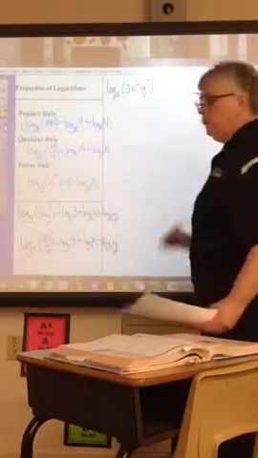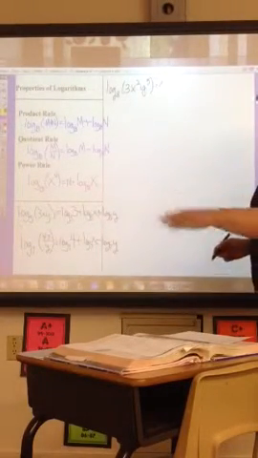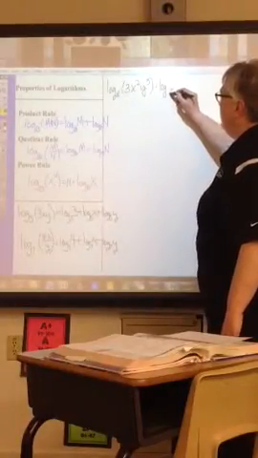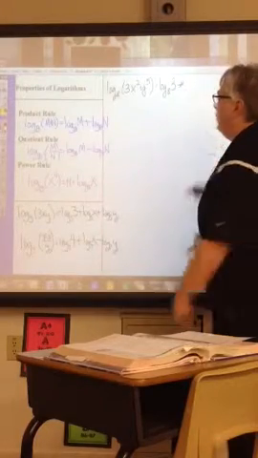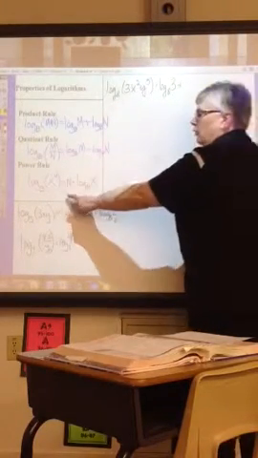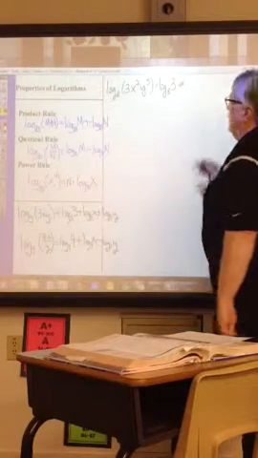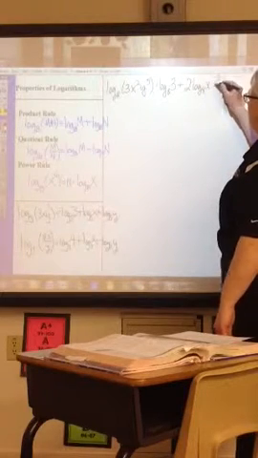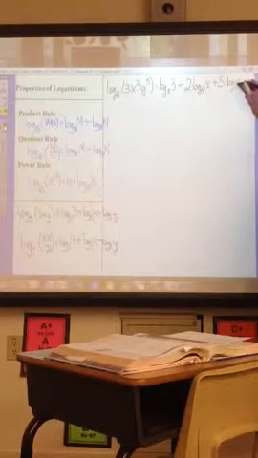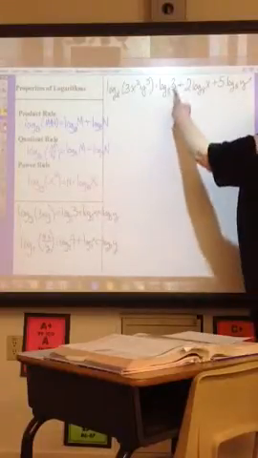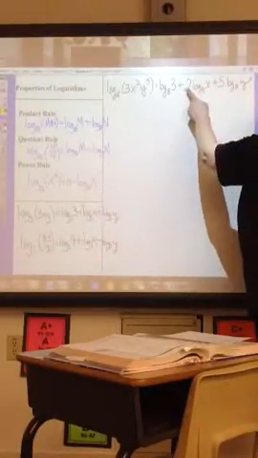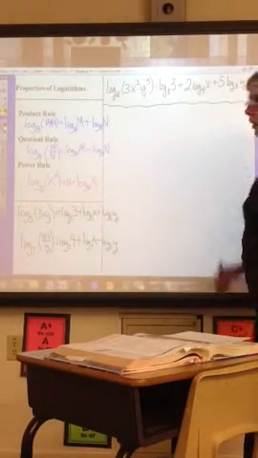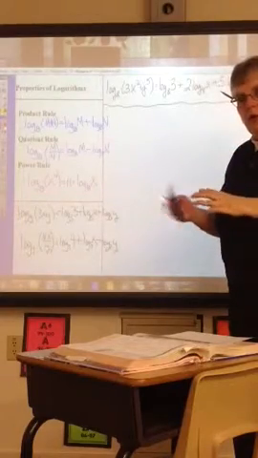Now this one uses both the product rule and the power rule. We have 3 terms. So the first one would be the log base 8 of 3 plus. Now, we have the power rule. The power rule says that that becomes a coefficient. So this one would be 2 log base 8 of x plus 5 log base 8 of y. So we have our 3 terms we've multiplied, and those extra powers become coefficients out in front. Alright, now, that's the first part of your homework where you expand.